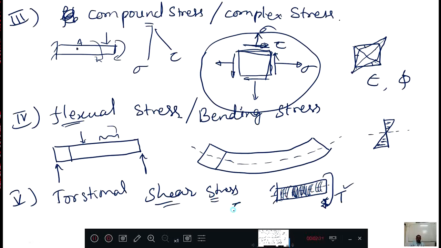This is again denoted by τ. But there is a huge difference between this shear stress and the previous shear stress. This shear stress is a torsional shear stress. The nature is the same, but the definition, formula, equation or understanding level of torsional shear stress is different from the shear stress in the previous slide. Now you came to know that these are all types of stresses.